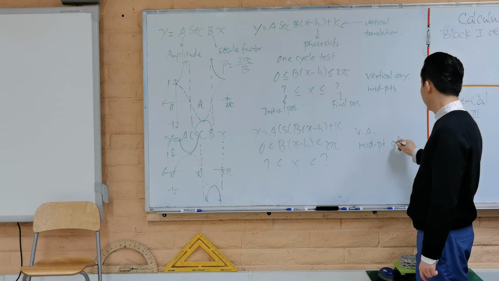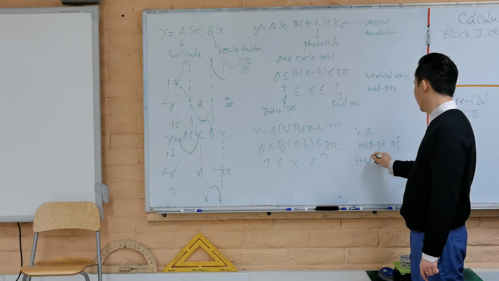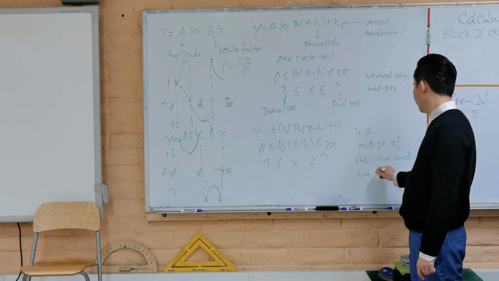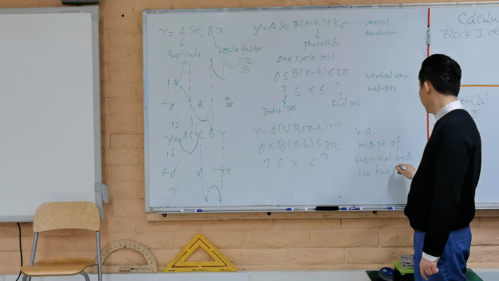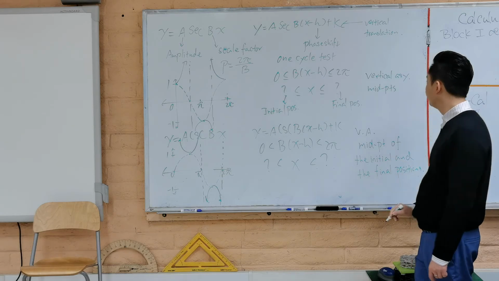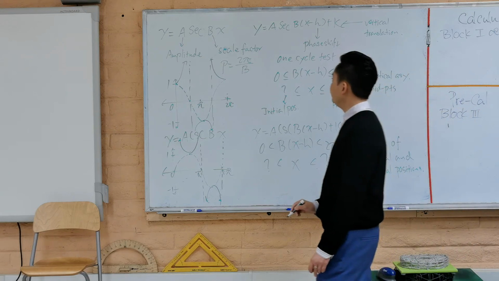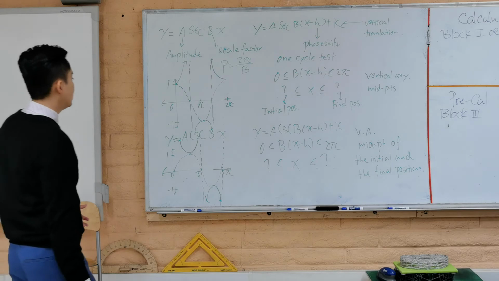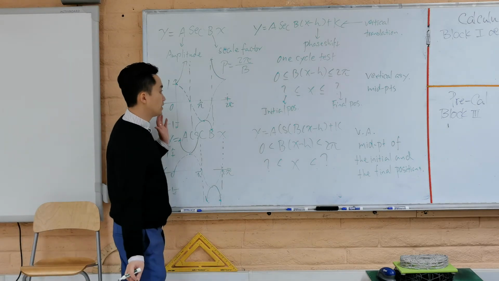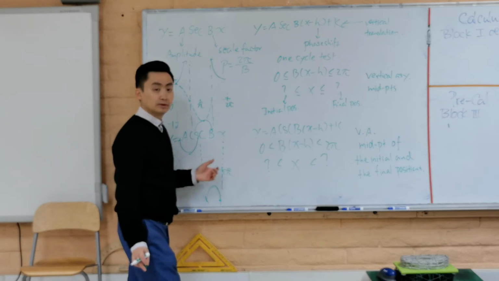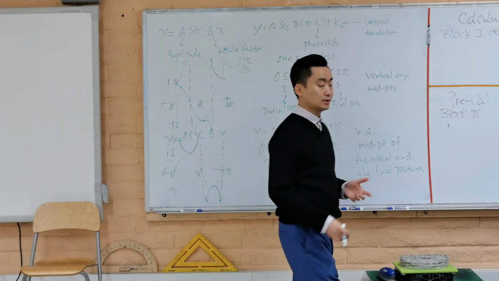So the midpoint of the initial and the final positions. Okay? So we've covered the secant and the cosecant graph. Again, this is the fastest and easiest way to recognize the parent graph of secant and cosecant, along with the one cycle test.